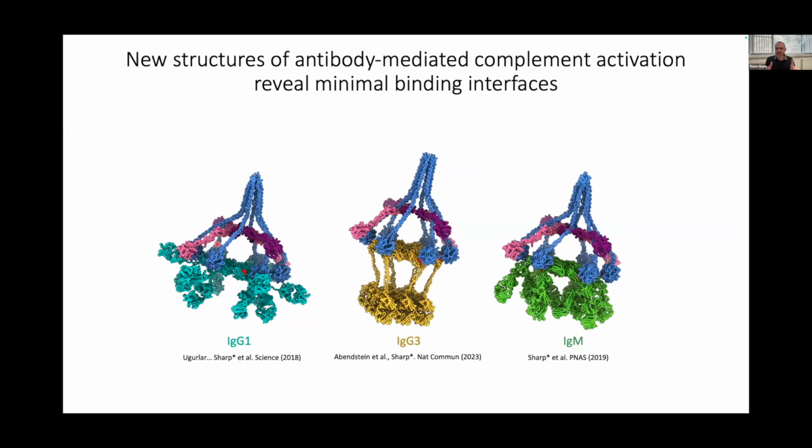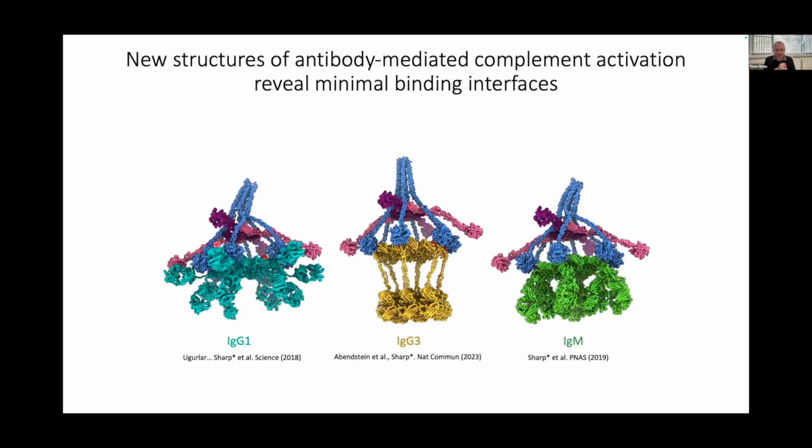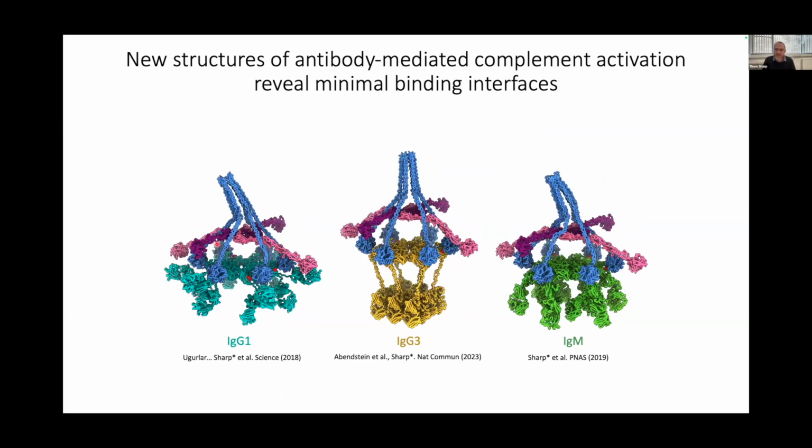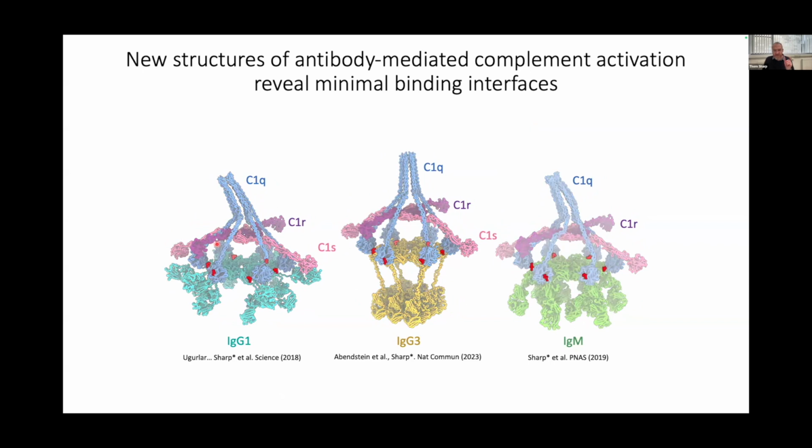So by solving these similar but different structures of IgG1, IgG3, and IgM antibody complexes caught in the act of initiating immune defense, we could see what changed between their solution phase, their inactive complex, as they're floating around our blood, and what's common between all of them in their antigen-bound active structure. And we discovered that the binding interfaces between C1q and the antibodies are actually tiny peptidic domains on the periphery of these Fc platforms. So we've got this whole antibody complex. The only bit that C1q binds to is right on the edge of this Fc platform.